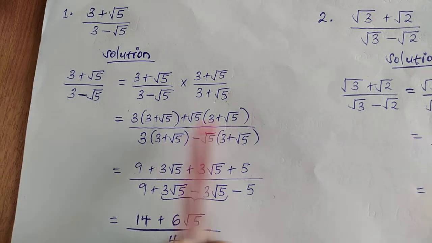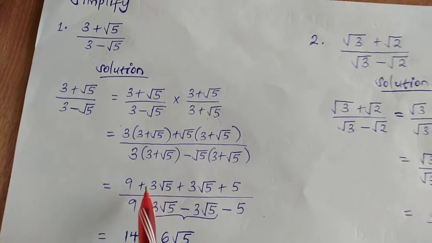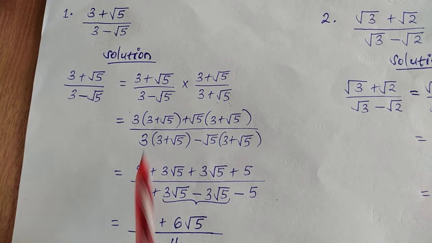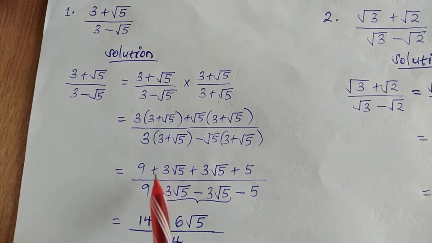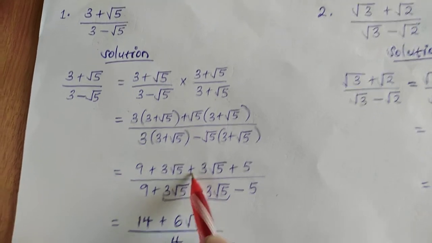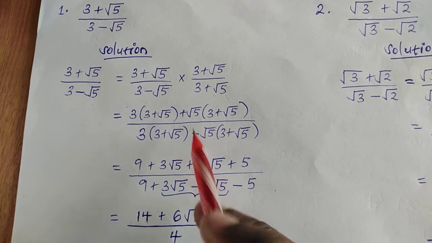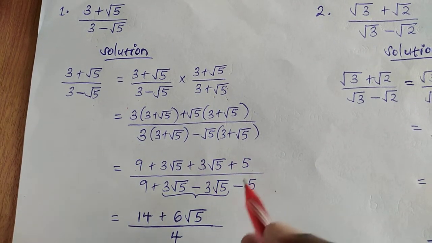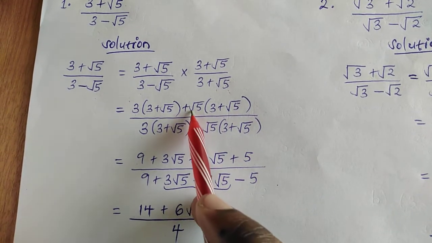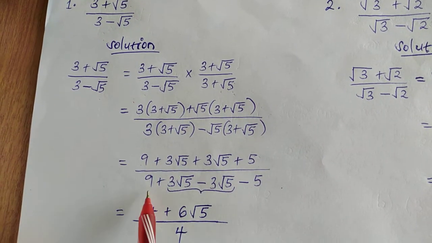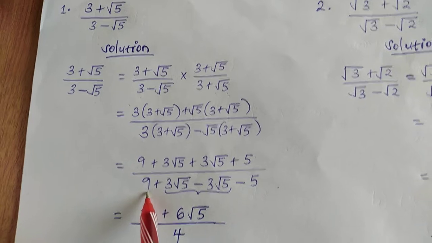So that in the numerator we are having 3 by 3, which is 9, and then 3 by root 5 gives us plus 3 root 5, and then plus root 5 multiplied by 3 gets us 3 root 5, and then plus, remember, root 5 multiplied by root 5 is 5. Let's move into the denominator.